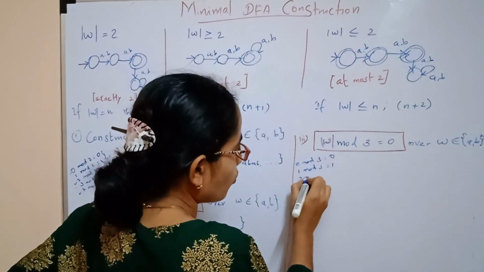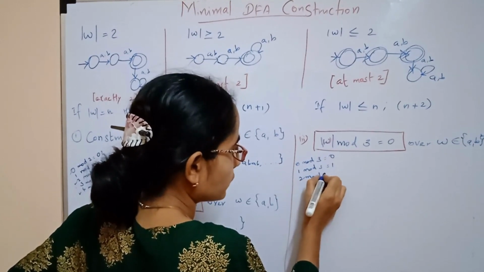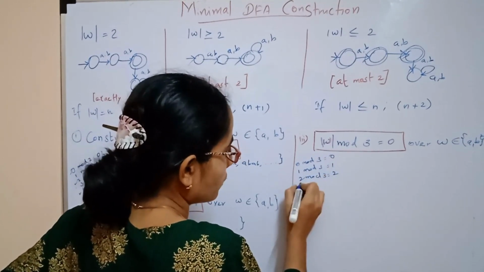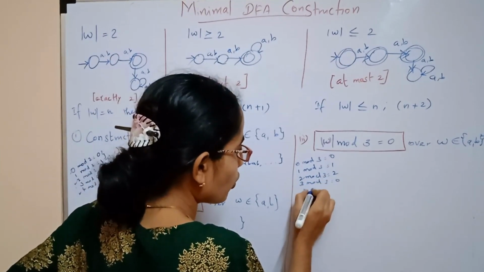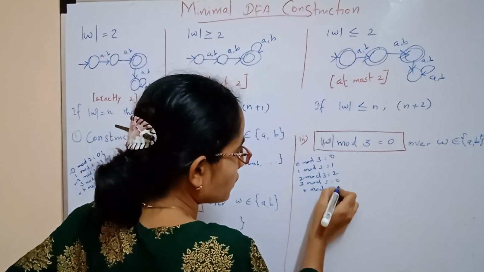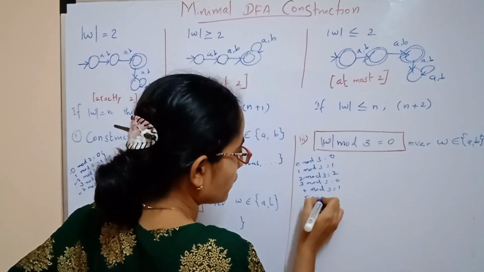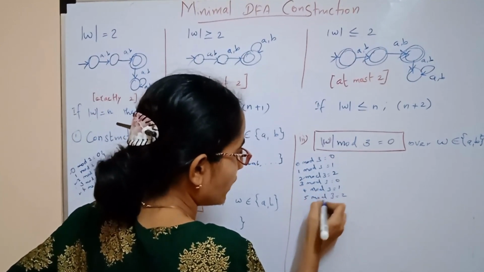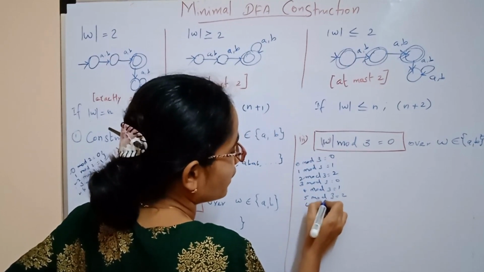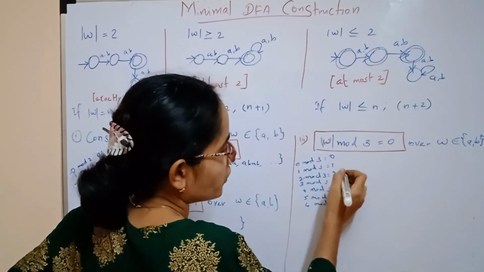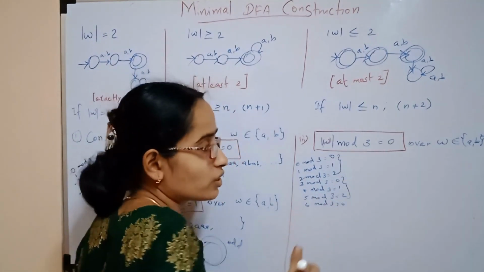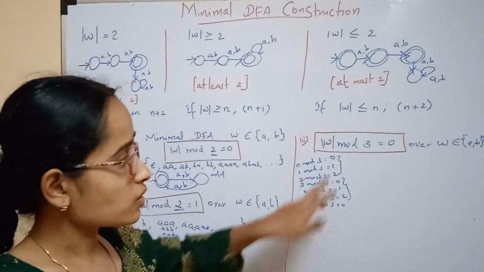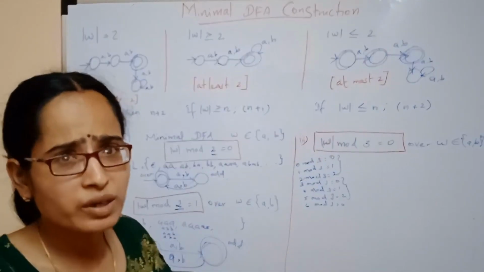1. 2 mod 3 you will get 2, right? 3 mod 3 you will get 0. 4 mod 3 you will get 1. 5 mod 3 you will get 2, right? 6 mod 3 you will get 0, right? Which means 0 1 2 0 1 2, these remainders are repetitively coming, right?